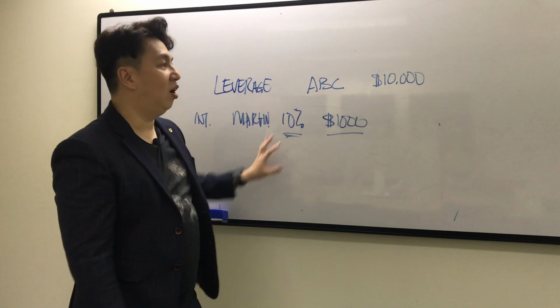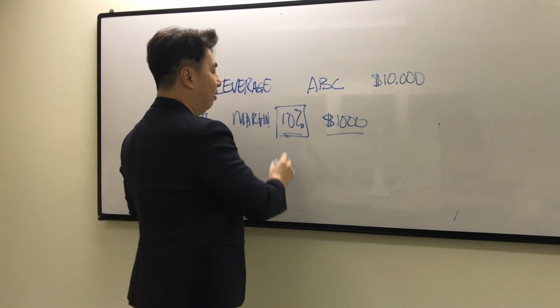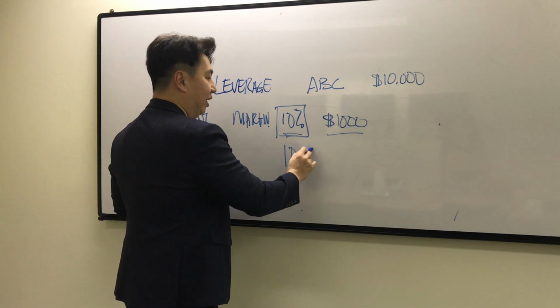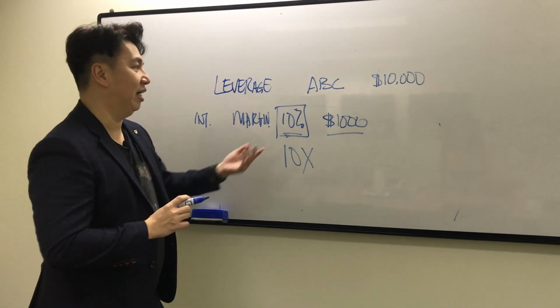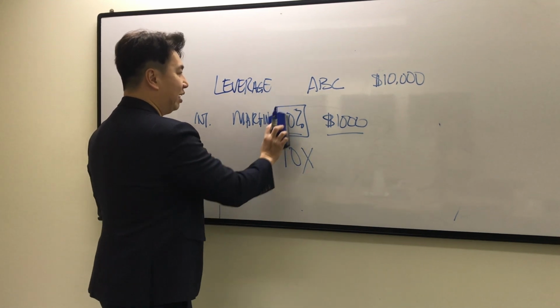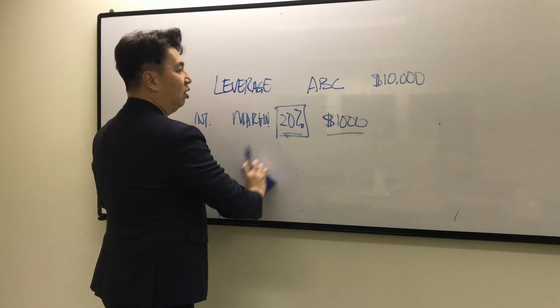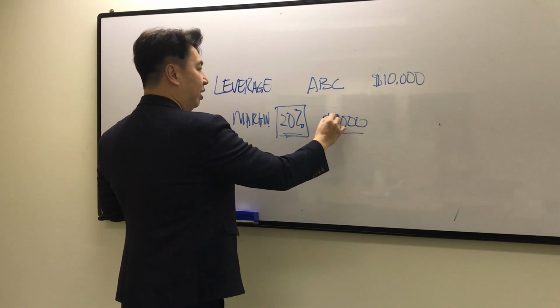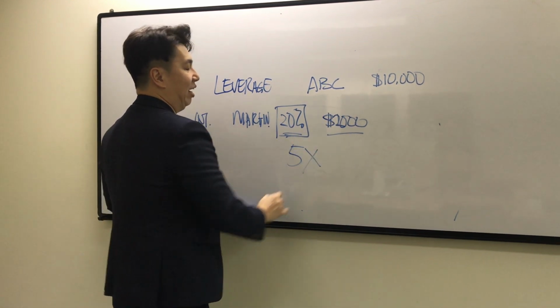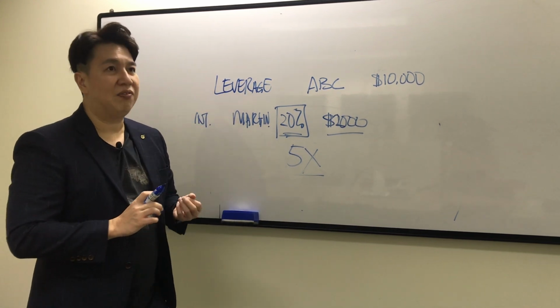So this is what we call leverage. And in this case, if it's 10%, the leverage will be 10 times. Correct or not? It will be 10 times. Say for example, right now the margin level instead of 10% becomes 20%. So now you need to put in $2,000 over here, and then your leverage becomes 5 times. Do you follow what I'm saying? So this is the importance of leverage.